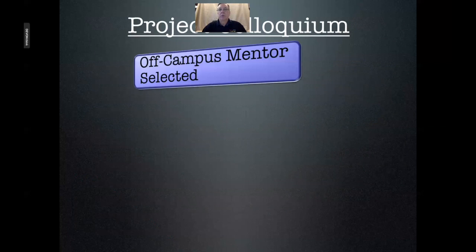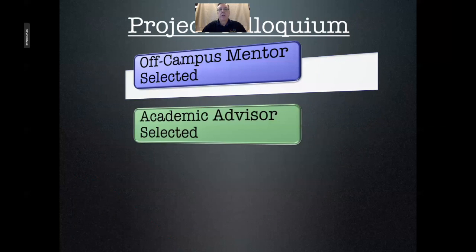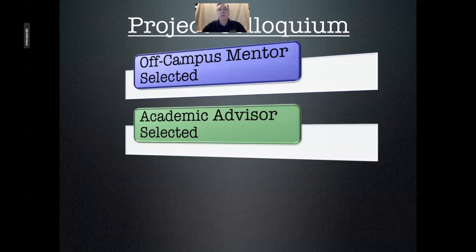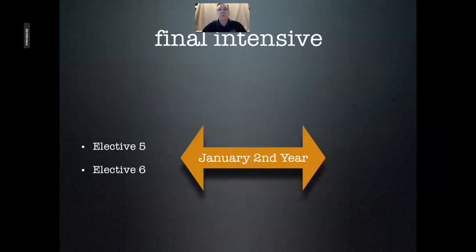The project colloquium begins with an off-campus mentor selection. This is done in August prior to orientation. It also requires academic advisor selection, and this person is selected to walk with you along with the mentor during the rest of your time working on your project. And then during the colloquium, you will get approval of your project prospectus and be ready to continue on.